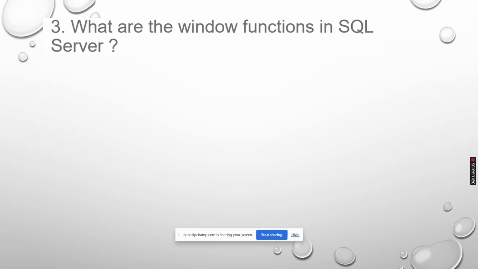Our next question is, what are window functions in SQL Server? Window functions operate on a set of rows and return a single aggregate value for each row. Unlike GROUP BY, a window function does not collapse rows. Each row remains visible in the result set. There are three types of window functions available in SQL Server.